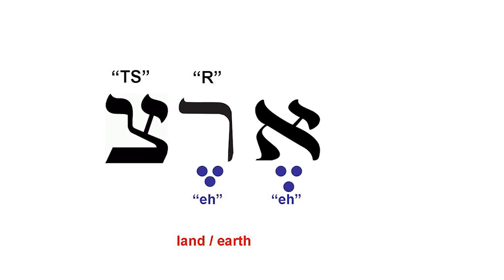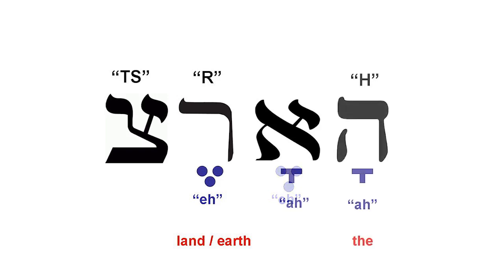Okay. And so I'm just going to stick one more letter on, and that will be our 7th. I'm going to put a hey on the front. So it's not just earth, it's the earth. Because remember, hey on the front means the. So we have the earth. Now, here's your quiz. What does that mean?